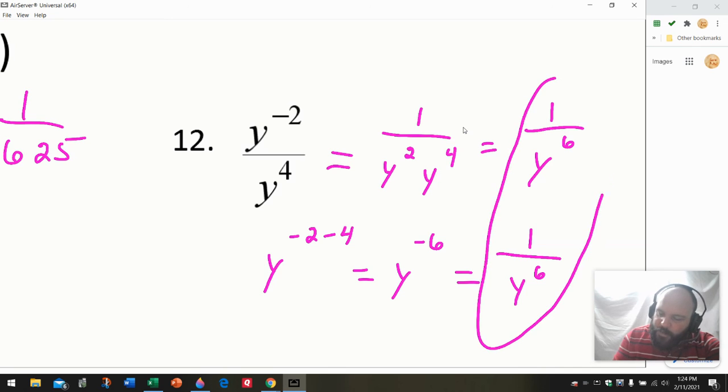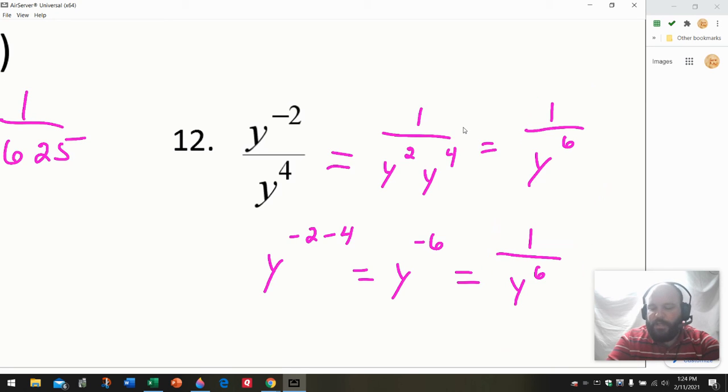And what you see, as we did with the last problem, is that even though we used two different sets of properties to simplify, we still ended up with the same answer. So either way is correct, and I want to make sure I show you that there are multiple ways to do this.